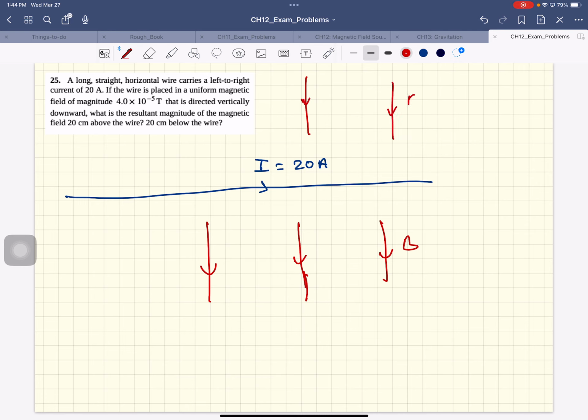Okay, so there's the external field. We'll call it B naught actually. And this wire, what does this guy do? He produces the magnetic field. And what is the direction of the magnetic field he produces? At the top, it'll be coming out. At the bottom, it'll be going in. So this guy will produce a magnetic field going in, like that.